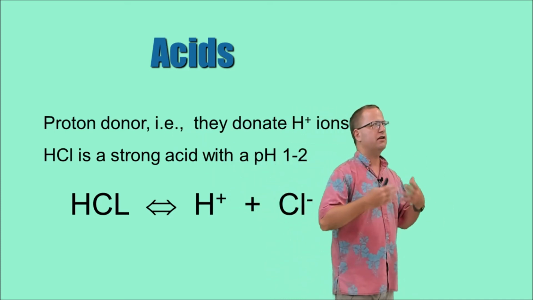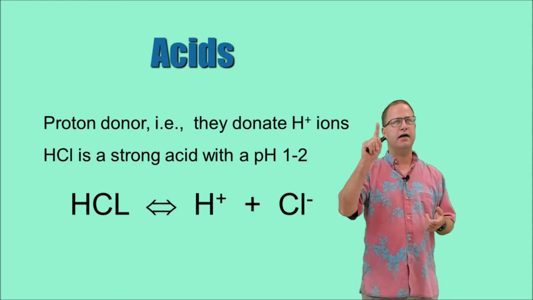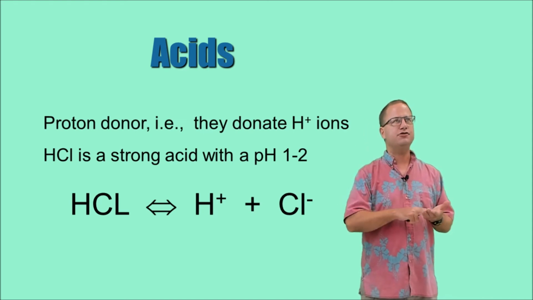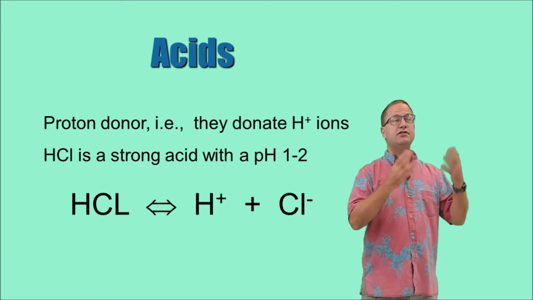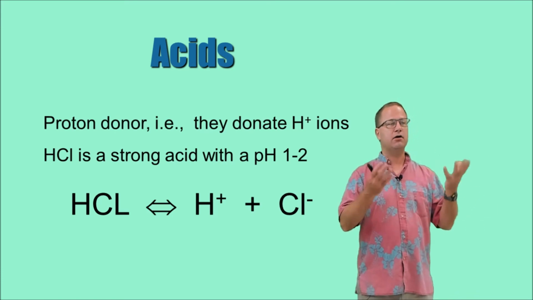And what I want you to think about here is, what is a hydrogen atom? Well, a hydrogen atom has one proton and one electron. If that hydrogen atom gives up an electron, essentially it's just a proton. So anything that gives off hydrogen ions is going to be called an acid.